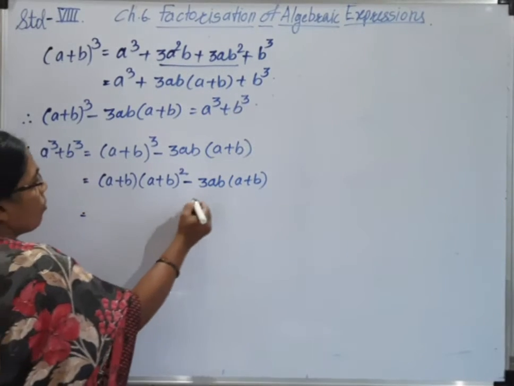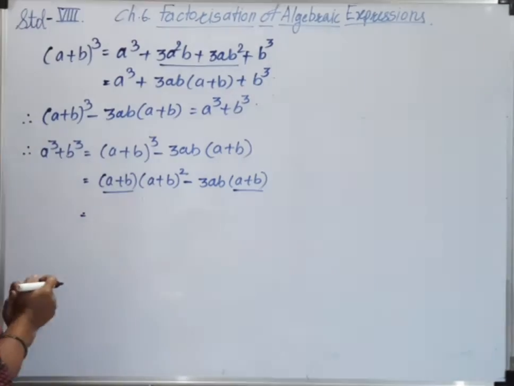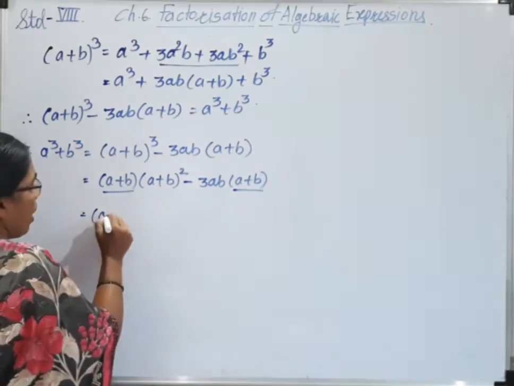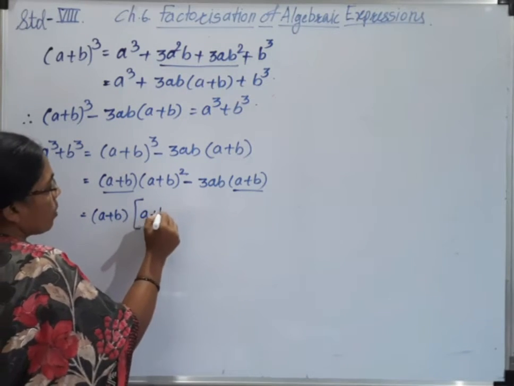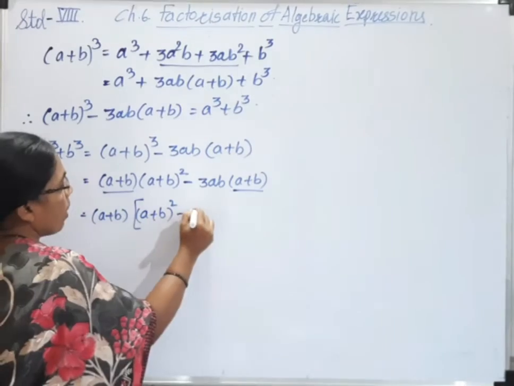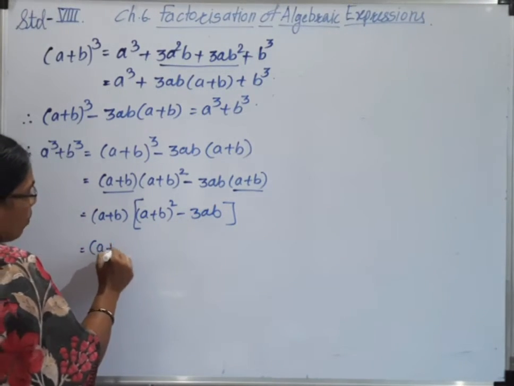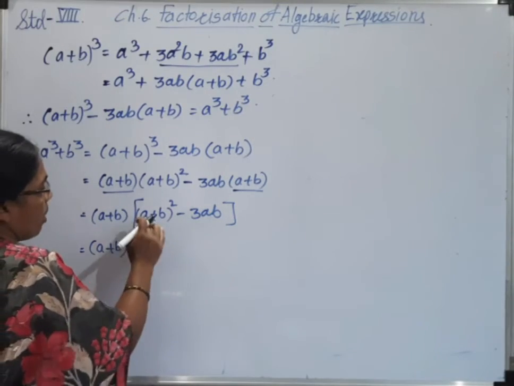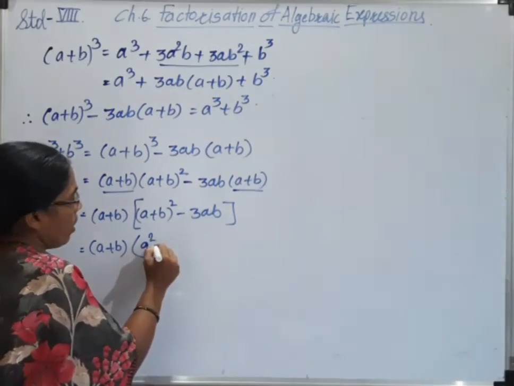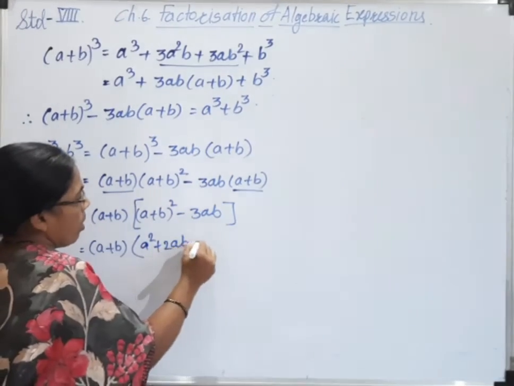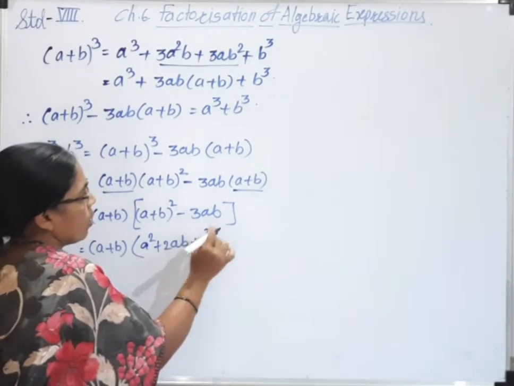Now (a plus b) is common in both, so we can take it common, (a plus b) into the bracket. What remains here? (a plus b) whole square minus 3ab. And (a plus b) whole square we expand, that is a square plus 2ab plus b square, minus 3ab.